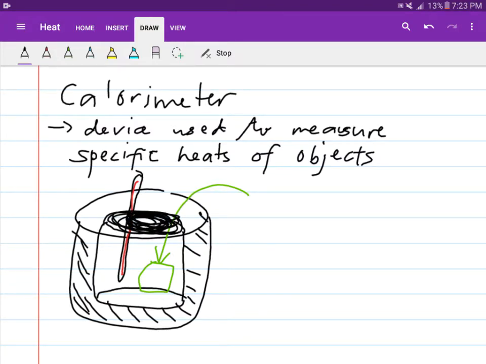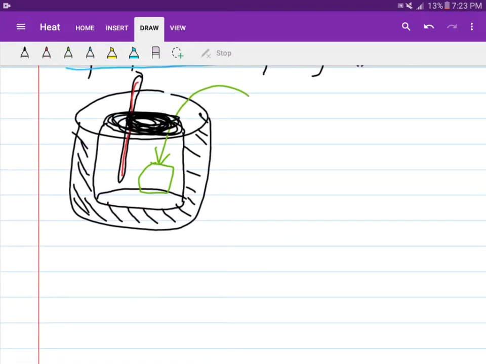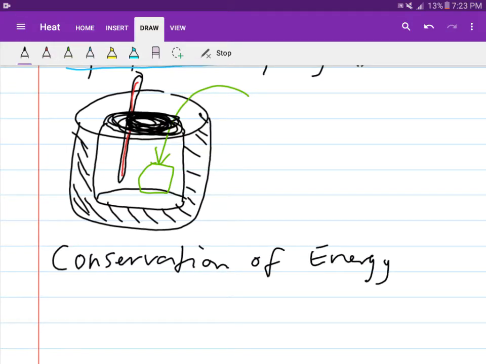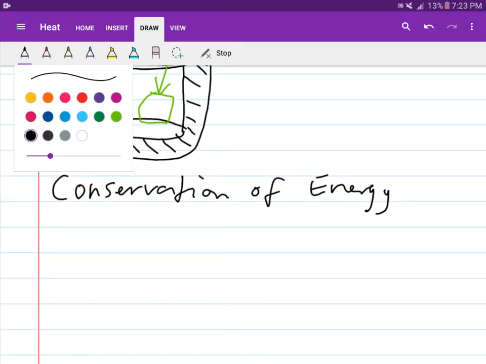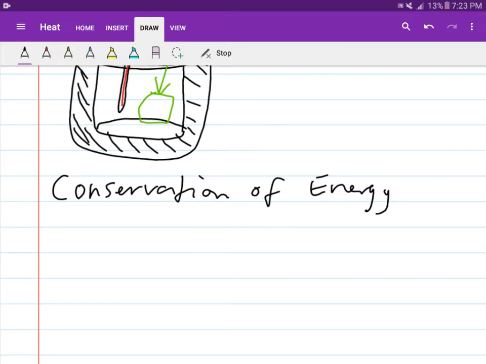So how are you going to measure the specific heat from this setup? Calorimeters make use of the concept of conservation of energy. So if this system is isolated from the environment, energy must be conserved. So the sum of all the heat transferred inside should be 0.